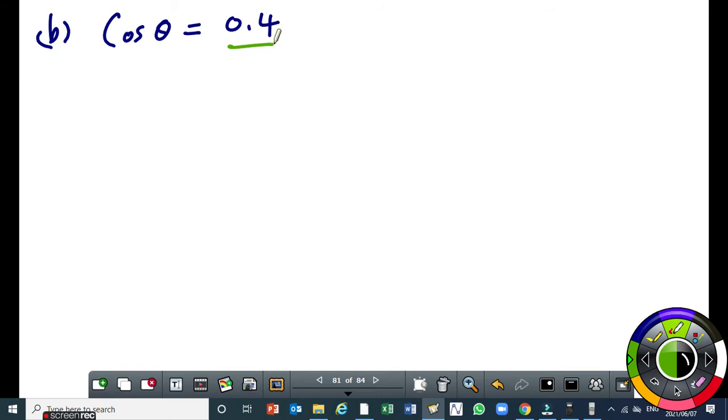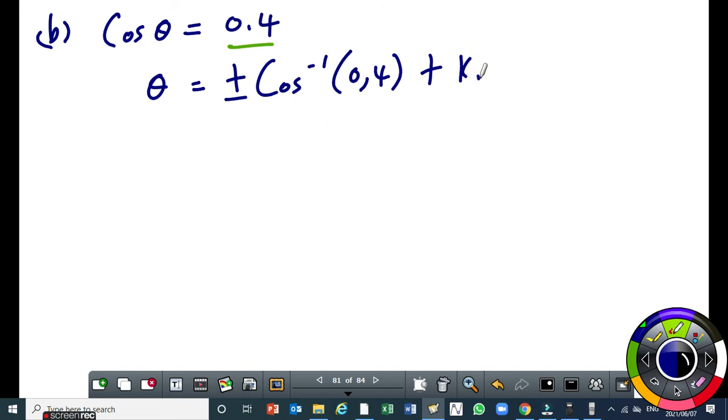I'll say theta. Now, for cos, there are two general solutions. And as I told you last week, we write them as plus or minus shift cosine of 0.4, because that's the ratio, plus k times 360 degrees, where k is an integer.